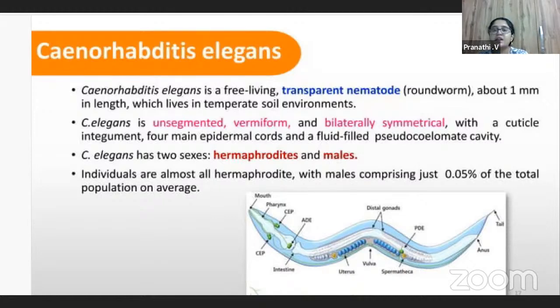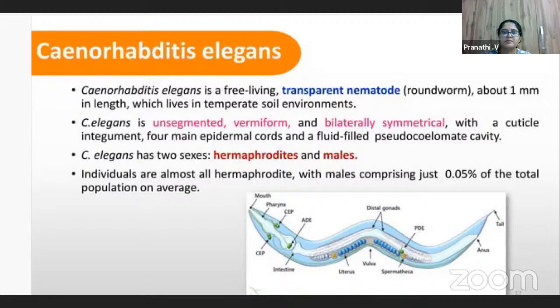It is free living, meaning it is not a parasite. It is a roundworm around 1 millimeter in length, so you can actually see it. At the same time, it is an unsegmented, wormy form, and its symmetry is bilateral, so it's easy to see. It has a cuticle integument, four epidermal cords, and a pseudocoelom. So it belongs to the pseudocoelomata, as it is known, that is the false coelom. Only the true coelom covers the gonads, in fact.